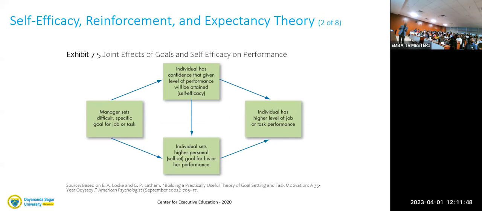So, okay, NPS has come. So we'll just talk about this slide. The individual has confidence that a given level of performance will be attained. That is, he has self-efficacy or competence. The individual has a higher level of job or task performance. It's in the loop. The individual sets higher personal goals for his or her performance, and the manager sets difficult, specific goals for the job or task.